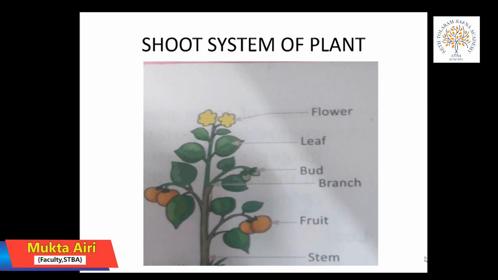Shoot system. The shoot system of a plant is the part that grows above the ground. It consists of stem, leaf, flower and fruits. The different parts of a shoot system are discussed below. Let us start with the first part of a shoot system, that is the stem.